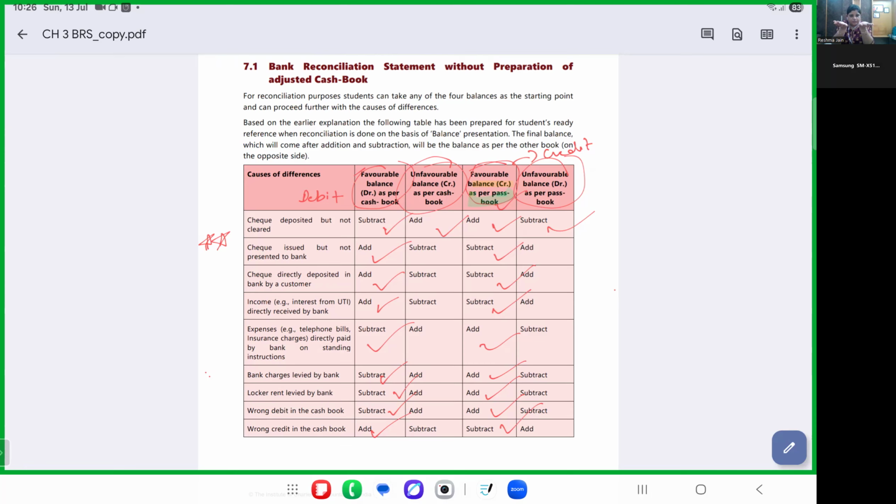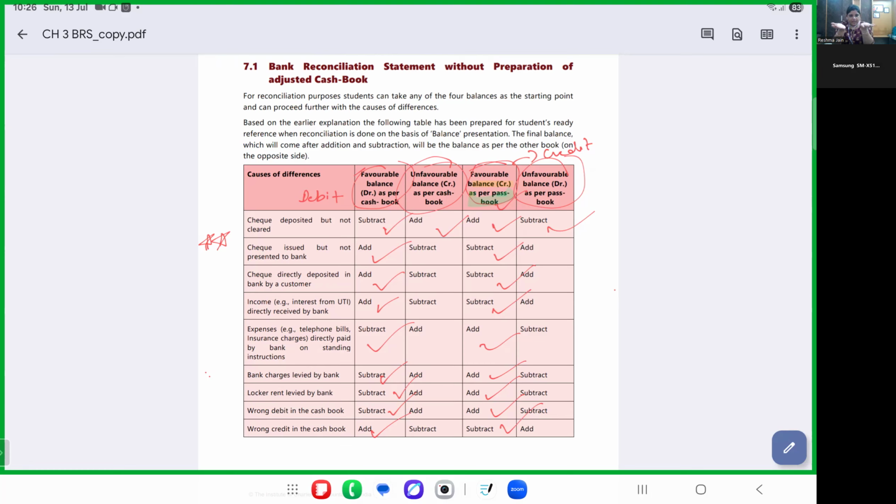Check directly deposited in bank by a customer. So my passbook goes up. I have to adjust my cash book to bring it to my passbook. So add it back. Income received by bank. So my passbook goes up. I have to adjust my cash book to bring it to my passbook.